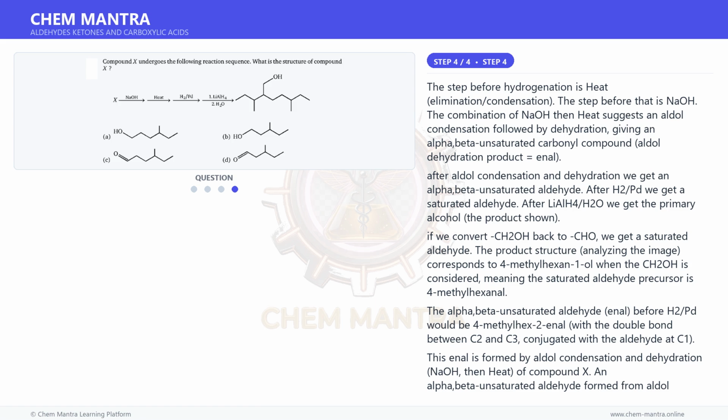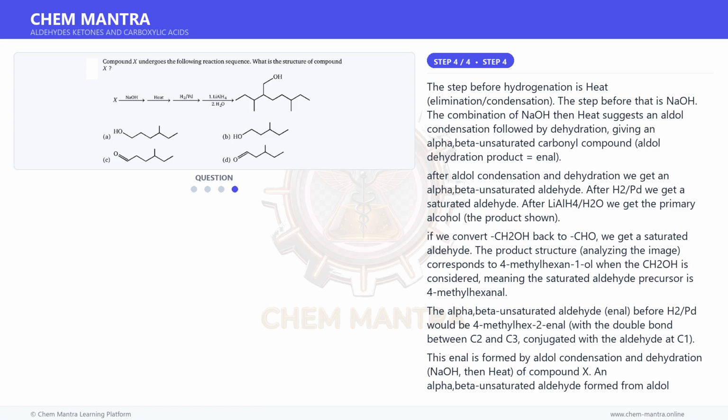O=CH, CH2, CH2, CH, CH3, CH2, CH3 is 4-methylhexanal. NaOH causes aldol condensation, self-condensation, heat causes dehydration to the enal, H2/Pd reduces the C=C giving the saturated aldehyde, LiAlH4, H2O reduces CHO to CH2OH giving the branched primary alcohol shown.